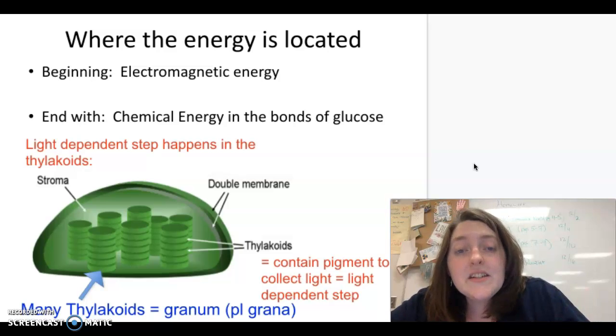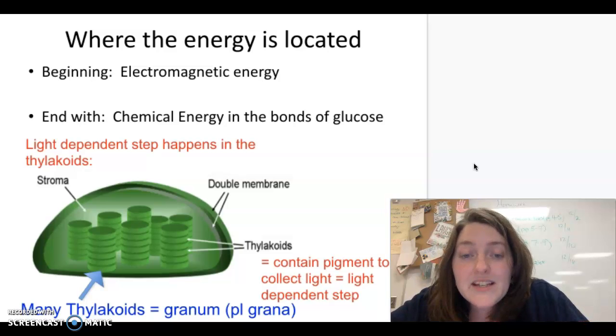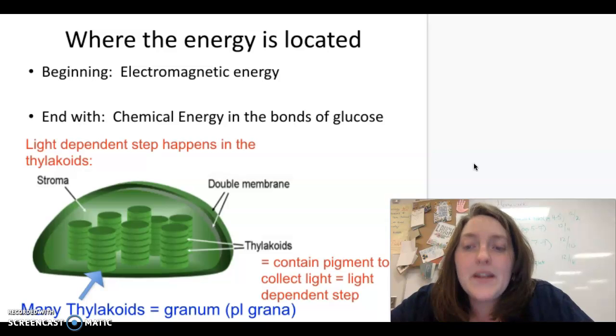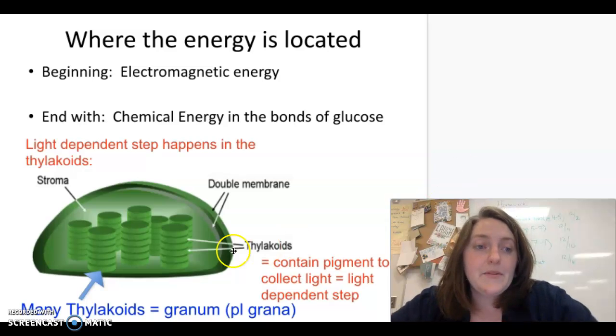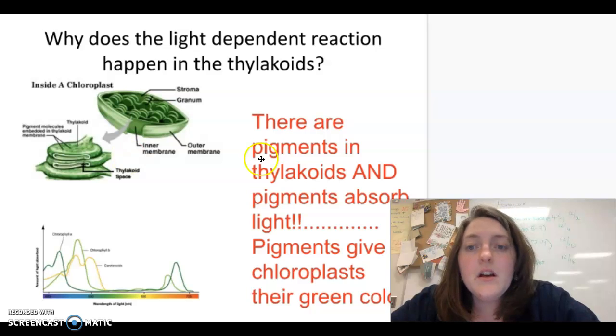As I reminded, the light dependent step happens in the thylakoids, and many of the thylakoids stacked in that little pancake stack are called grana or granum. And the thylakoids contain chlorophyll, carotenoids, all those things that capture light. That's why we call it the light-dependent step. We need light for this to happen.